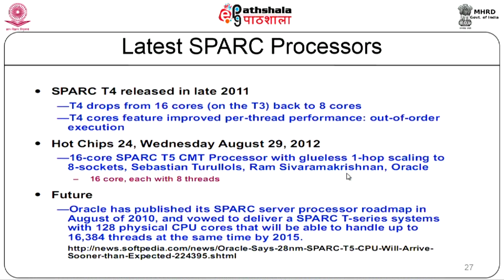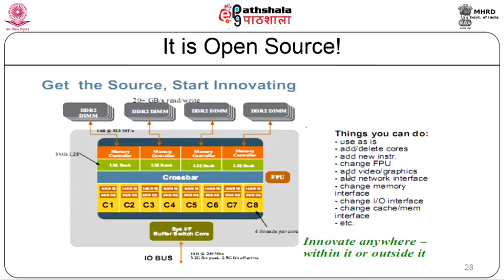And if you look at the latest SPARC processors, SPARC T4 was released in late 2011. At Hot Chips, the announcement of the 16-core SPARC T5 CMT processor happened in 2012, and Oracle had told, in its SPARC server processor roadmap in August 2010, that it would deliver a 128 physical CPU core processor which can handle up to 16,384 threads at the same time by 2015. And what we have today are the latest SPARC processors, though they have not really achieved that many threads of execution.